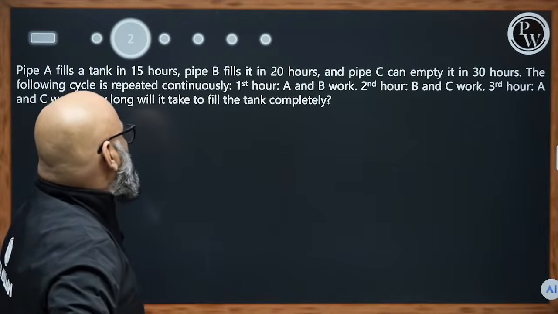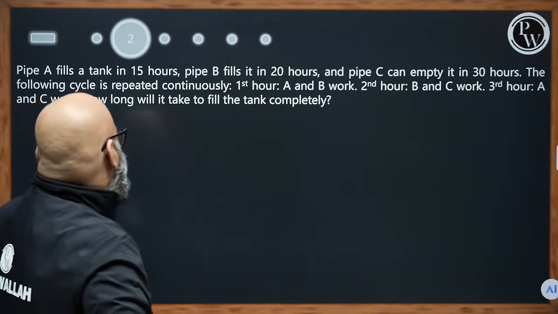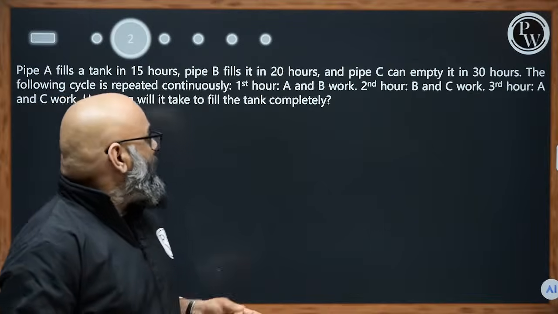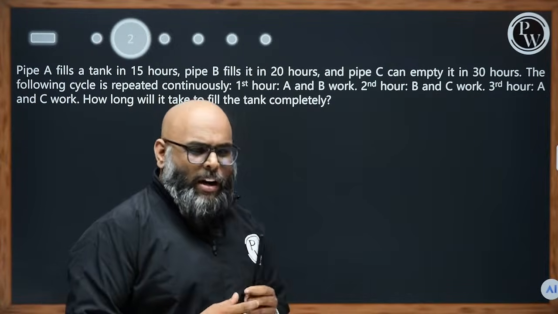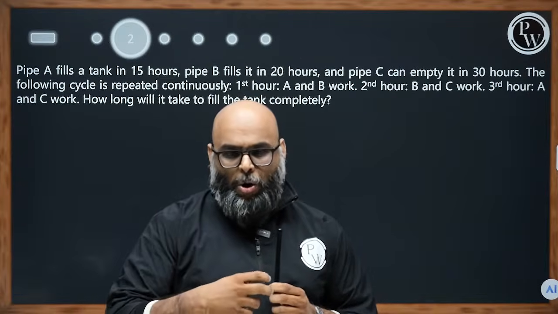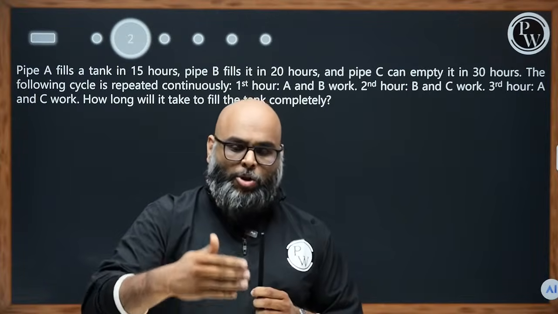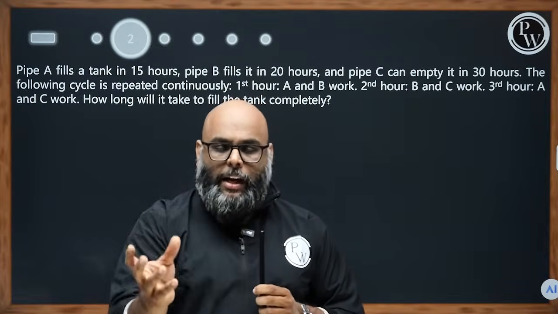The following cycle is repeated continuously. First hour AB, second hour BC, third hour AC. How long will it take to fill the tank completely? We have already done a question on cyclic patterns. So every time you see a cyclic pattern, you go close to the capacity and then operate it on an hourly basis to see whether it completes a cycle or it doesn't.